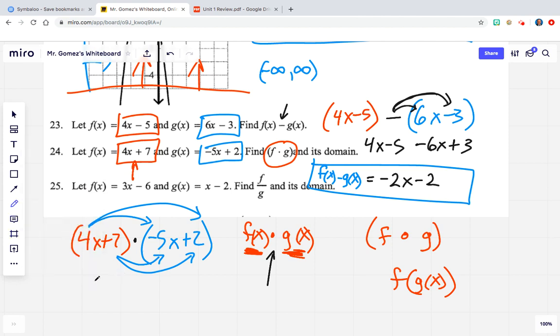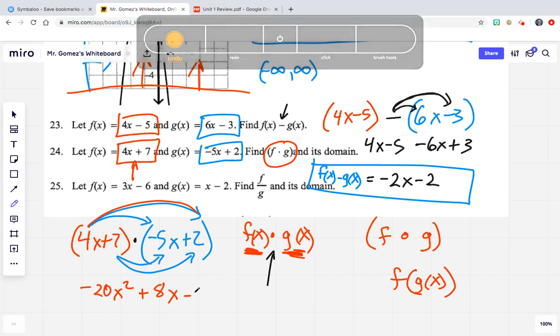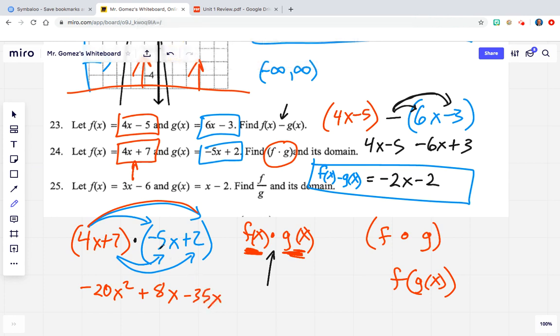4 times negative 5 is a negative 20x squared, because there's two x's multiplying together. And then the outside term becomes positive 4 and a positive 2, which is a positive 8x. The inside is a positive 7 and a negative 5, which will give me a negative 35x, because I'm multiplying. And then 7 and a 2 will give me a positive 14.